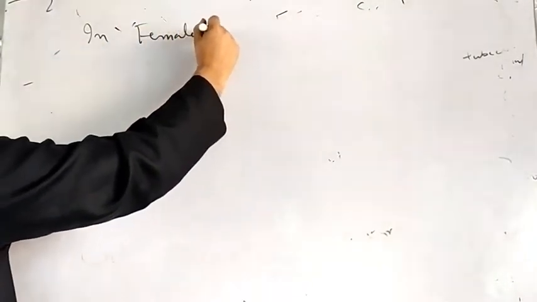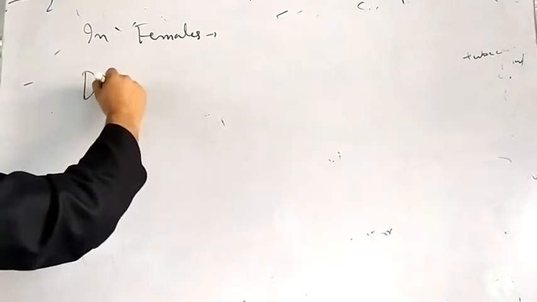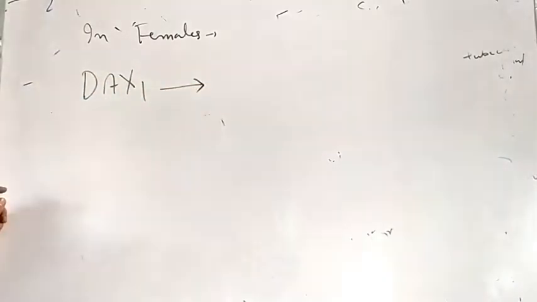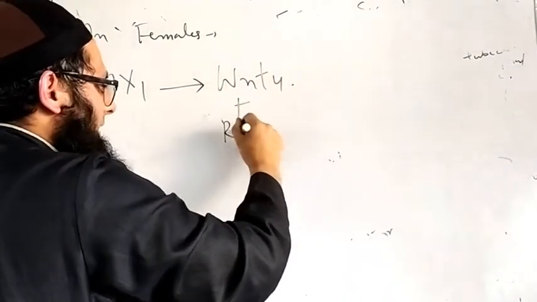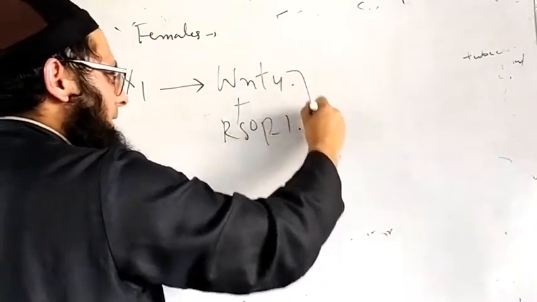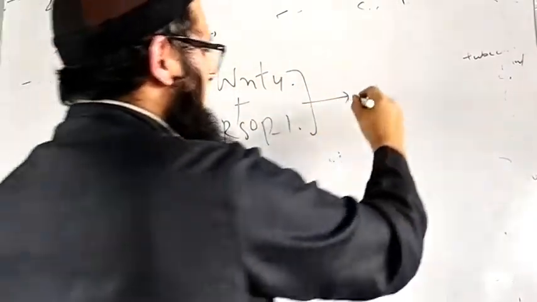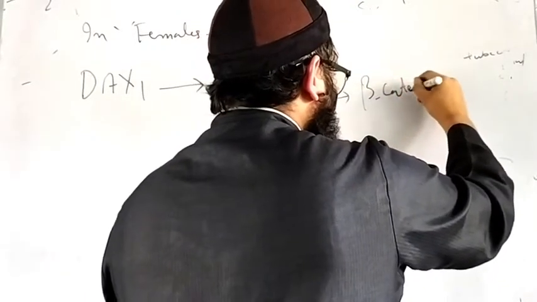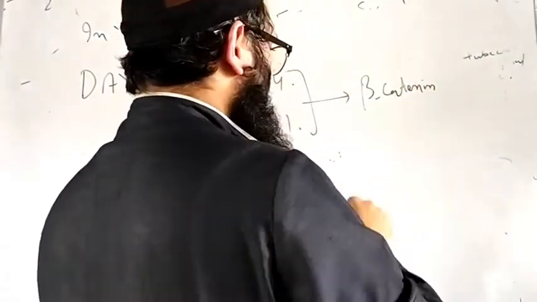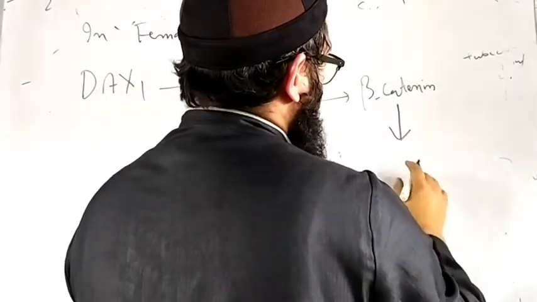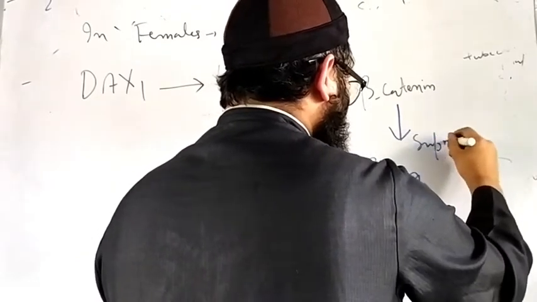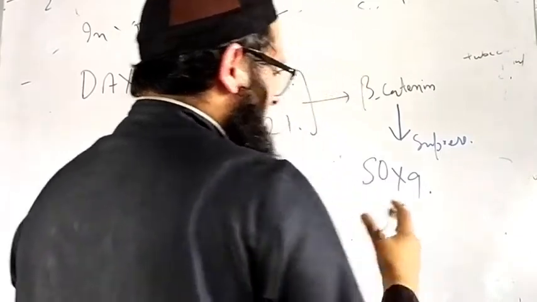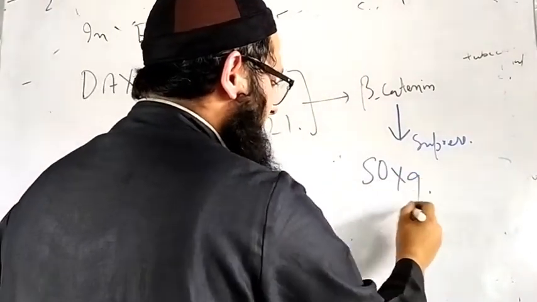In females, we have the DAX1 gene. DAX1 will activate the WNT4 gene and the RSPO1 gene. These two genes together will form a product called beta catenin, and this beta catenin will suppress the activity of SOX9.